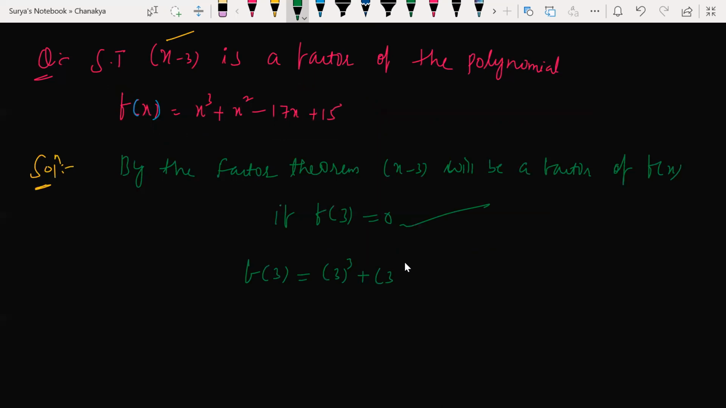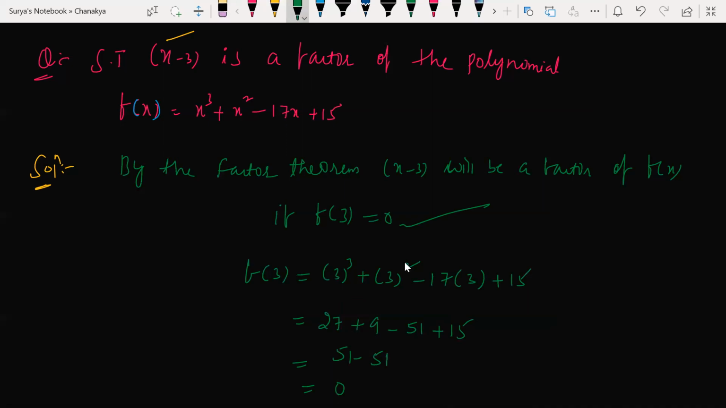3 cube is 27, 3 square is 9, minus 17 times 3, which is minus 51, plus 15. So 27 plus 9, how much? 36. 36 plus 15, how much? 51. 51 minus 51, how much? 0.